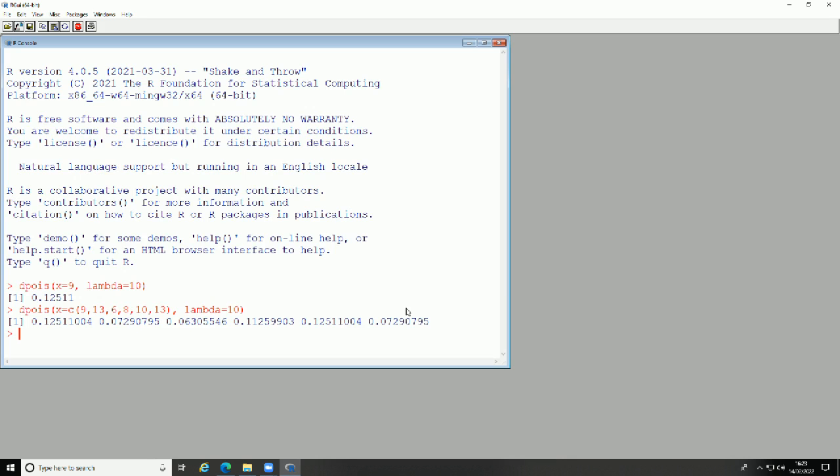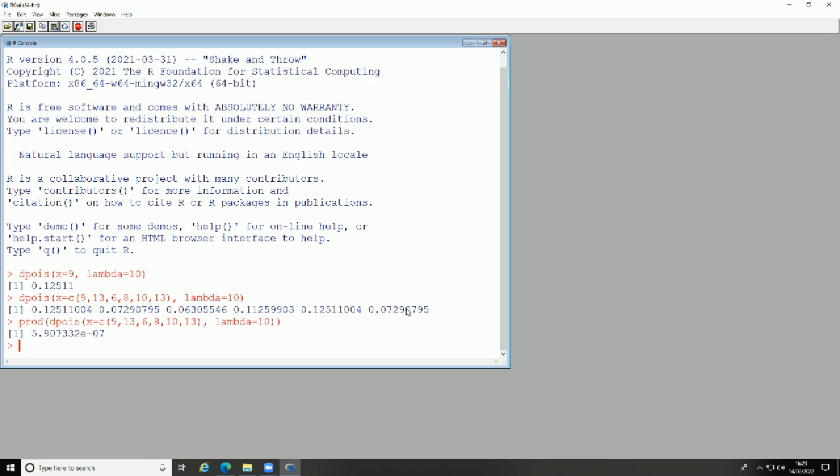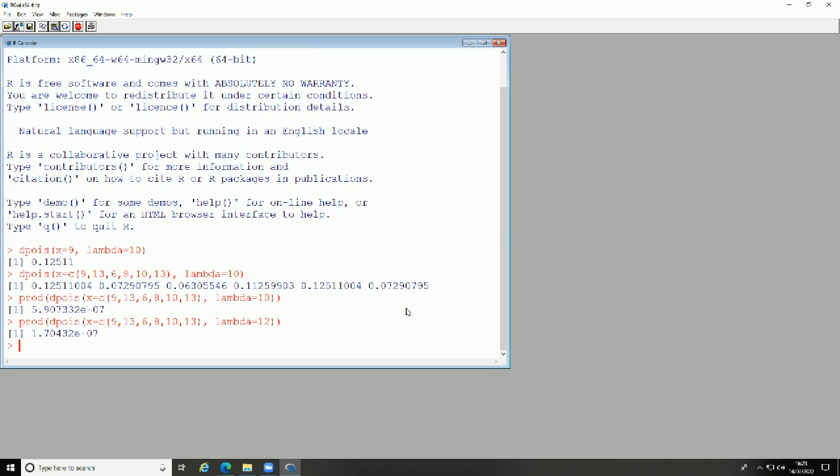Now we want to compute the joint probability. So we multiply them all together, using the product function. A single command will get what we computed before. And you can change the value of lambda, for example, to 12, and we get the previously computed result. So you can use R to verify your hand calculation.